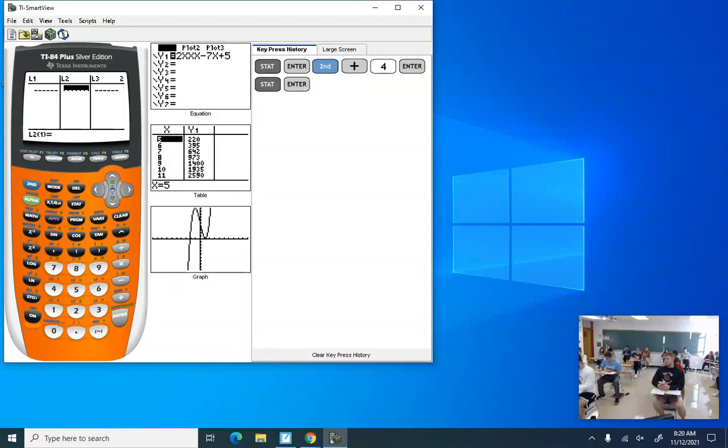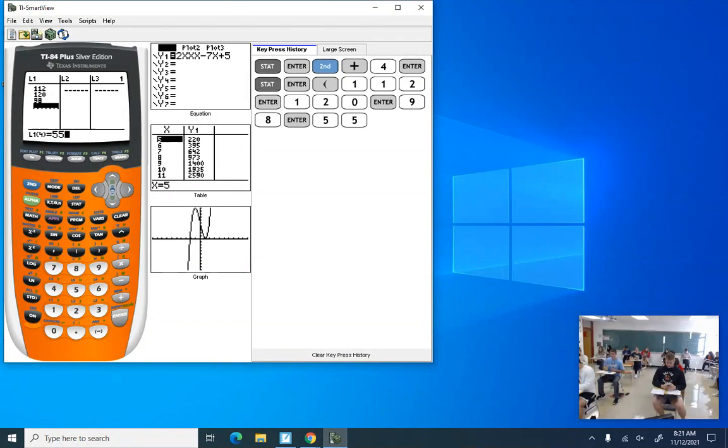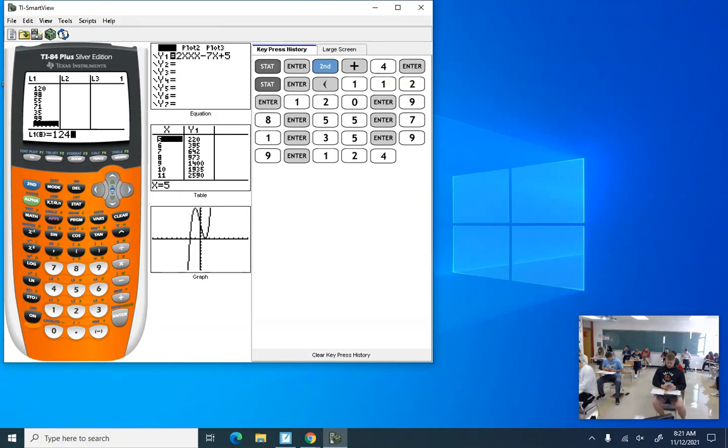What we're going to want to do is type in all of our data values. So just type into L1 your 112, 120, 98, 55, 71, 35, 99, 124, 64.